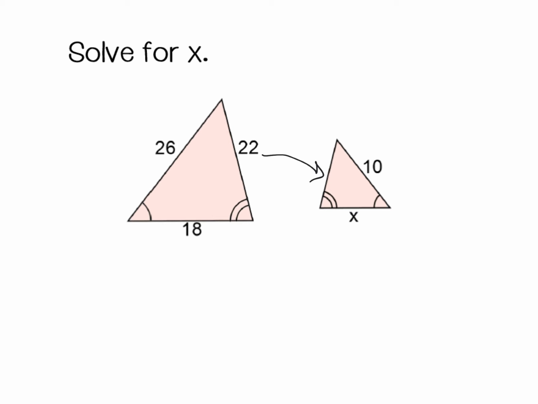So we're going to use 26 over 10 is equivalent to, then I'm going to go left triangle to right triangle, and left triangle to right triangle again, and be 18 over x. So I can just cross multiply there, and you should get x equals 6.9. That's really all there is to it.